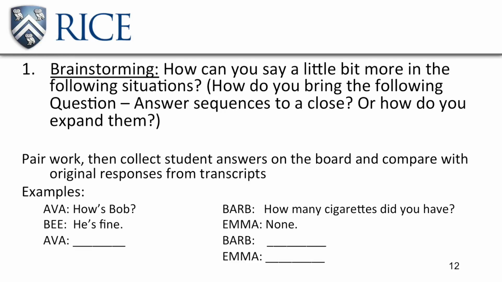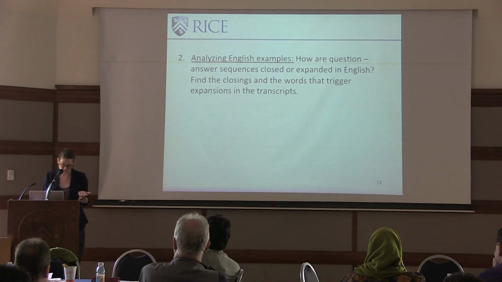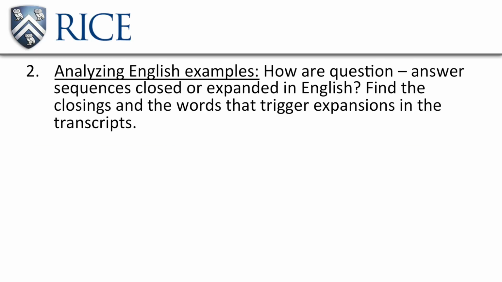Okay, and this is something we do in English just to get them thinking. And as you can see in the second example, I'm giving them two gaps. So maybe you can already figure, okay, there's even more, so we can say not only one turn, but maybe even two. So students do that in pairs, and then we collect the answers on the board, and then we could also compare with the original responses. But once we're done with that, what I did is move on to more English examples, and I have students find closings and also little words that trigger expressions in the transcript.